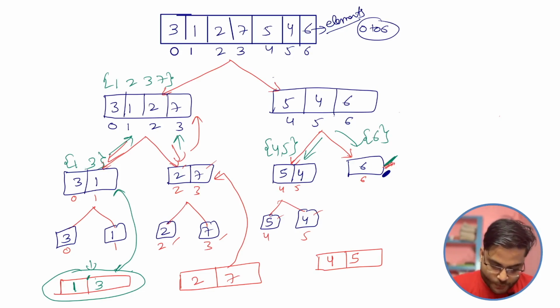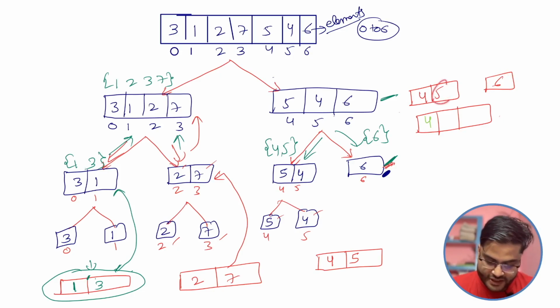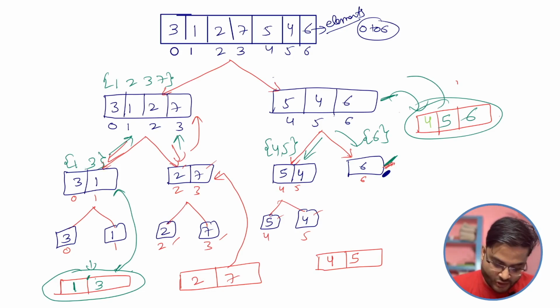Okay, so now here what I will do, I will compare this array 4, 5 and 6. So I will take an auxiliary array of size 3, and I will compare 4 and 6. Which is smaller? 4. Okay, so write 4 here. Okay, in 5 and 6, which is smaller? 5. So write 5 here. And we will be left with 6. So write 6 here. Okay, so this is also sorted. So replace it in the original array.